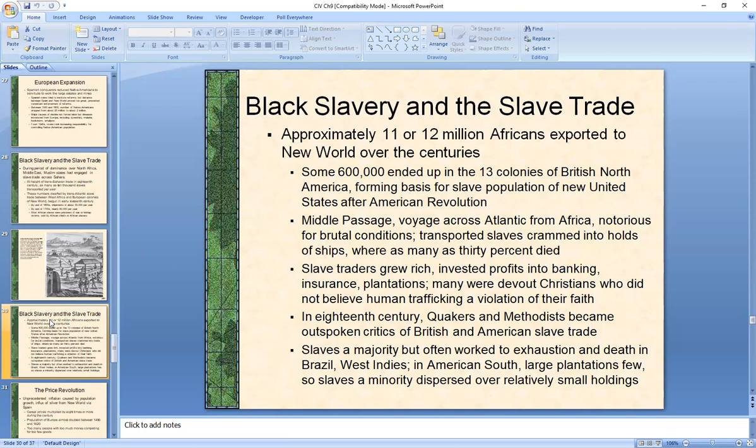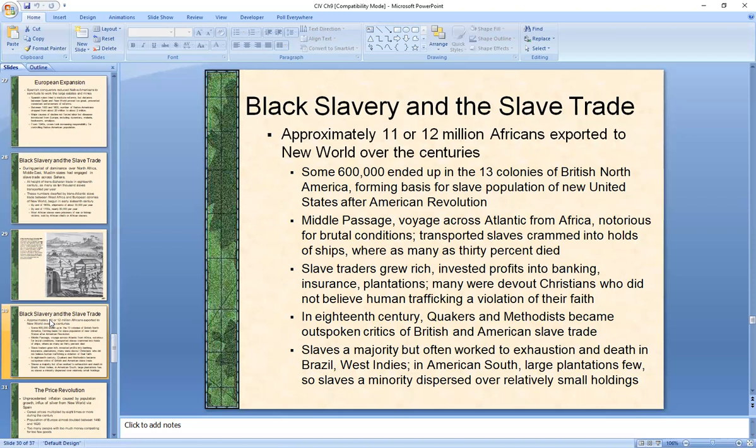And the Middle Passage was rough. It was the voyage across the Atlantic from Africa. It was brutal. Transported slaves were crammed into small ships, and the living situations were bad. I mean, just packed in. And so conditions were dirty, not very sanitary, lots of disease broke out, and generally speaking, as many as 30% died during this Middle Passage.